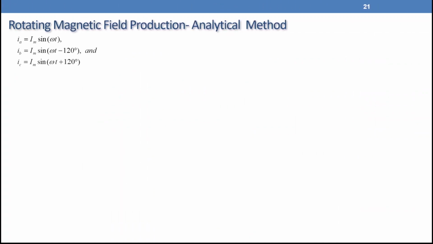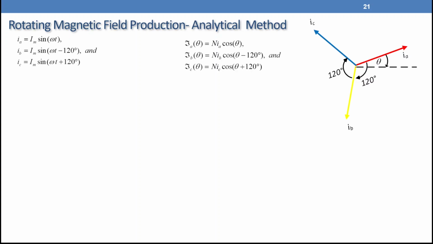Assume we have three phase currents with magnitude I maximum and they are shifted in time by 120 degrees. And we need to calculate the MMF for each phase at certain instant time. So we are going to make a projection with respect to the angle theta. So FA of theta will be N IA cosine theta. FB of theta equal N IB cosine theta minus 120. FC equal N IC cosine theta plus 120.